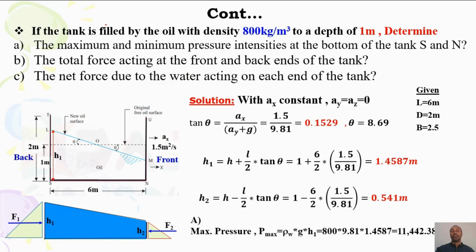Next, if the tank is filled with oil of density 800 kilograms per cubic meter to a depth of 1 meter, the depth is 1 meter but the total depth is 2 meters. Determine the maximum and minimum pressure intensities at the bottom of the tank, at S and N, and at this point. We can also compute the total force acting at the front and back ends of the tank, and the net force due to the fluid acting on each end of the tank. Since this is oil, we will use the oil density. Once you draw the free body diagram, you have 1 meter.